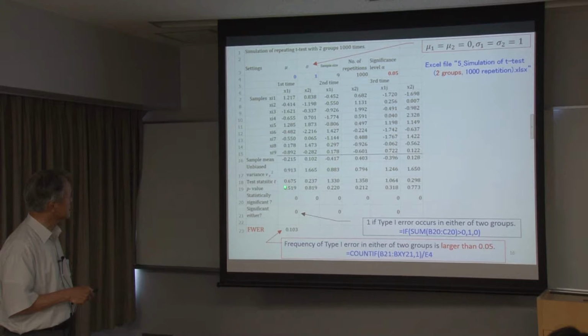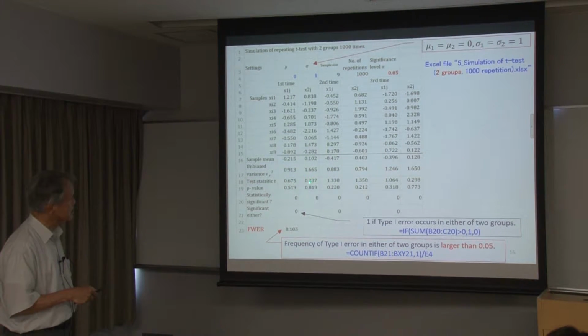And this is the t-statistic, and this is the other t-statistic. The p-value is obtained based on this t-statistic. If this is smaller than 0.05, then it is judged that a type 1 error occurs, and this number becomes 1.